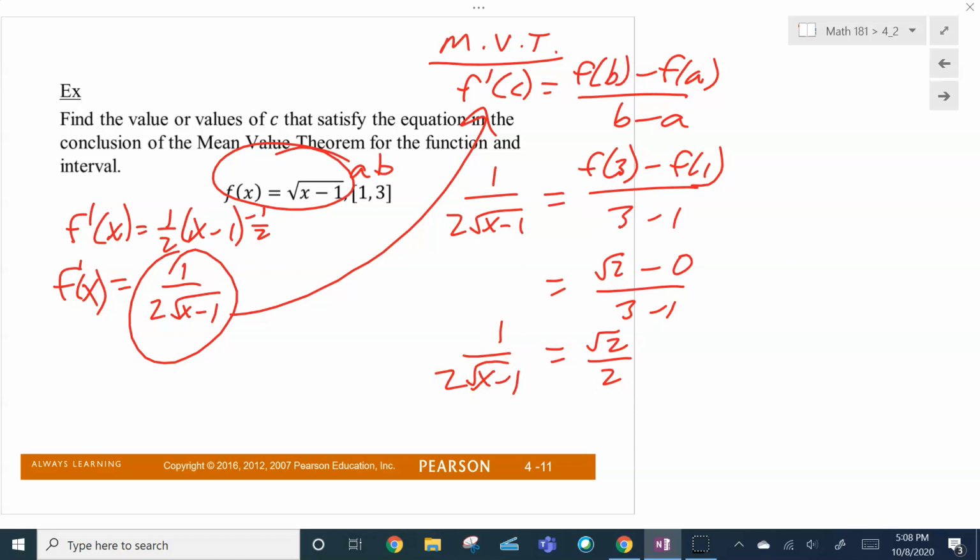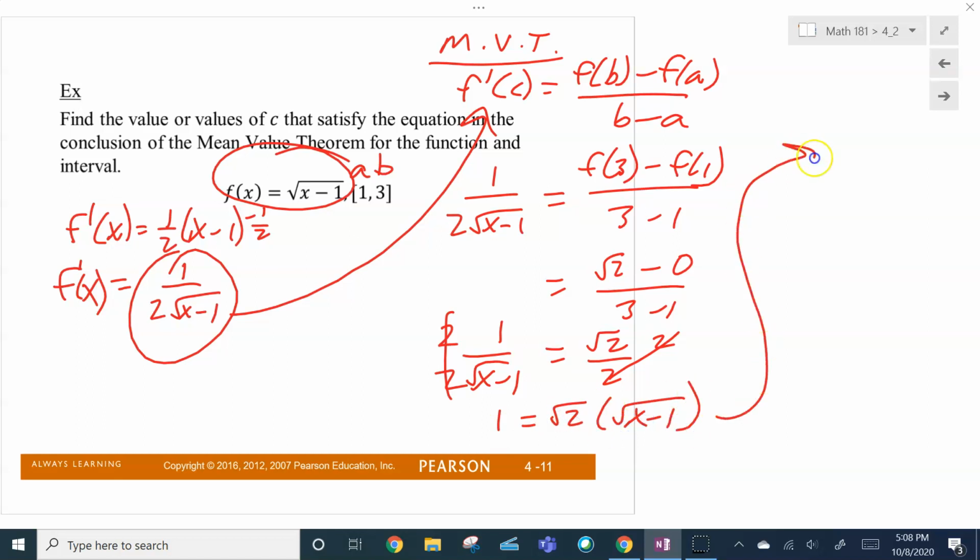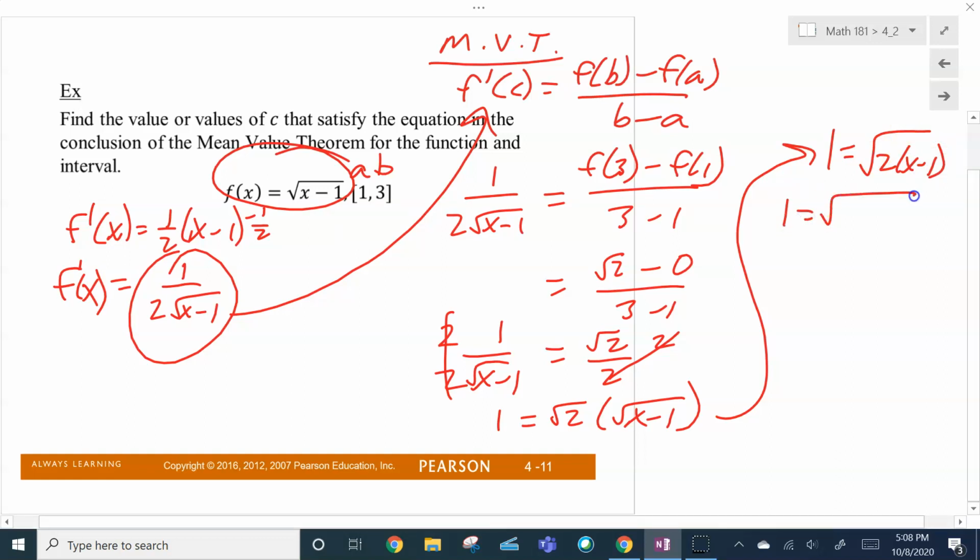If I get rid of that 2, notice the 2's cancel there. So I get 1 equals root 2 times root x minus 1. So 1 equals root of 2 times (x minus 1), which is 2x minus 2. Square both sides, add 2, add 2, and we get x being 3/2.